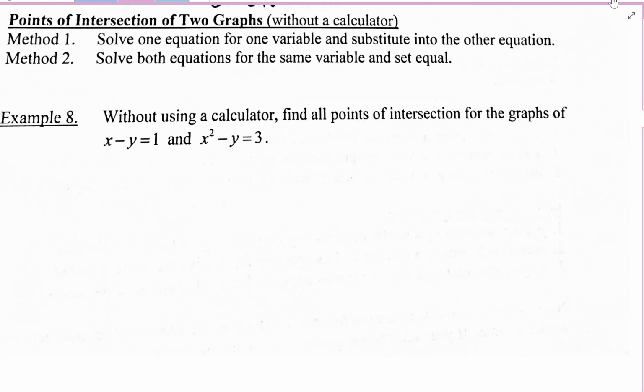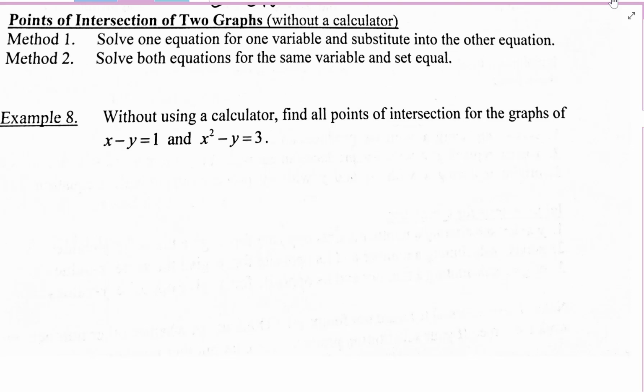Points of intersection. Method 1, remember substitution? So you can solve one of your equations for one variable and then substitute it into the other equation. Or you could solve both equations for the same variable and then make them equal to each other. Those are both types of substitution. If you're dealing with non-linear, you probably don't want to have to deal with elimination. So we're going to stick with substitution here.